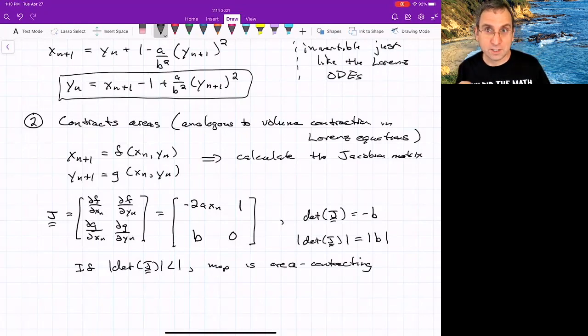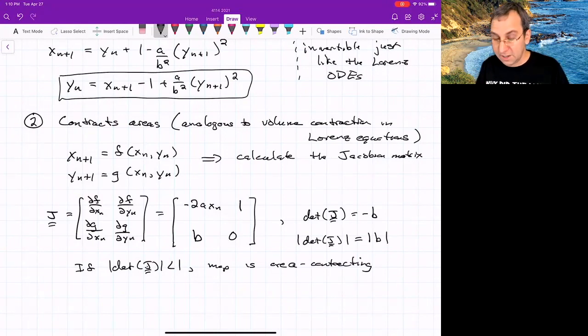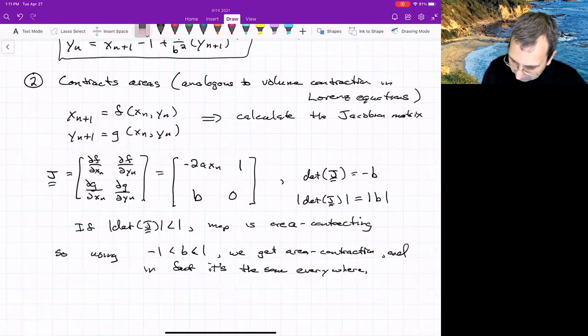If you remember from the discussion of the Lorenz equations properties and volume contraction, the volume contraction rate was the same everywhere, which until you've looked at a bunch of 3D ODEs, you don't know how rare that is. Usually volume contraction will depend on X and Y, places where you are in phase space, and it's not going to be uniform. But again, to try to follow and mimic the Lorenz equations, Hénon built in that the area contraction is the same everywhere. So using b between -1 and 1, we get area contraction. And in fact, it's the same everywhere, again, like Lorenz.